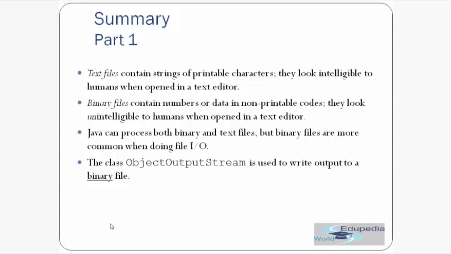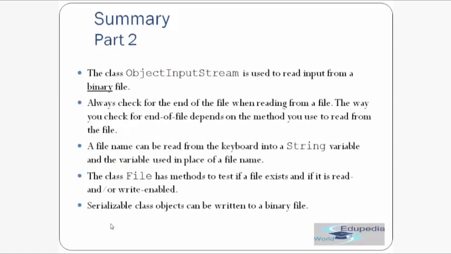Now the class ObjectOutputStream is used to write the output to a binary file. Then the class ObjectInputStream is used to read the input from a binary file. Always check for end of file when reading from a file. The way you check for end of file depends upon the method you use to read the file. The file name can be read from the keyboard into a string variable, and the variable can be used in place of a file name. Now the class File has a method to test if a file exists and if it is read or write enabled. Fine. After that we studied serialization. We studied how a serializable class object can be written to a binary file.